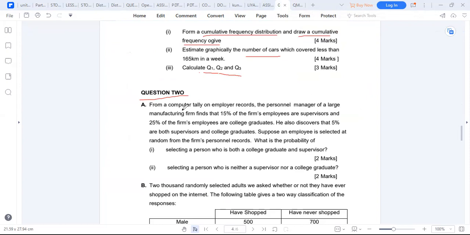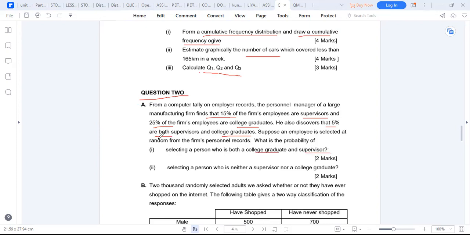From a computer tally, the manager of a large manufacturing firm finds 15% of the firm's employees are supervisors, 25% are college graduates, and 5% are both college graduates and supervisors. Suppose a random selection was done from the firm's records. The probability that a person has both is both a college graduate and a supervisor.